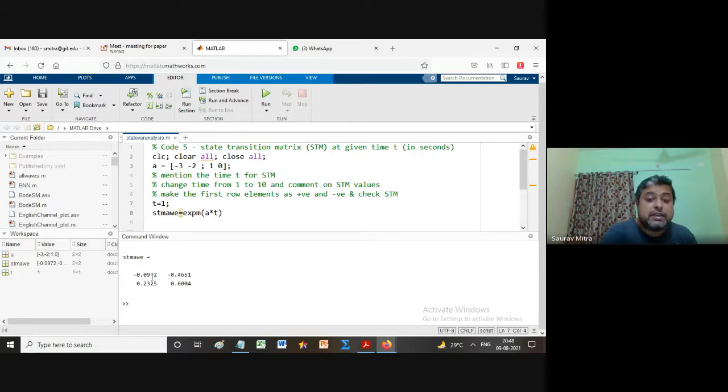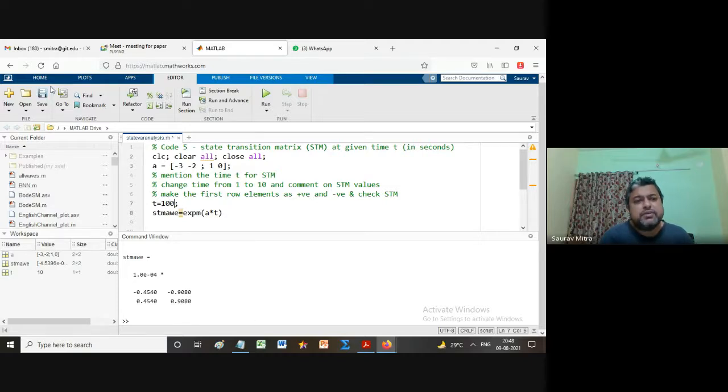Now if you increase the value of time, the whole system goes into the reducing mode. The state transition matrix value will keep on reducing. This is what you are supposed to understand: as time increases and the values reduce, the system is a stable system, whatever A matrix is given. Minus 3, minus 2, 1, 0 is the controllable canonical form state matrix. In that case, the state transition matrix value reduces very fast, at least in the first column elements.